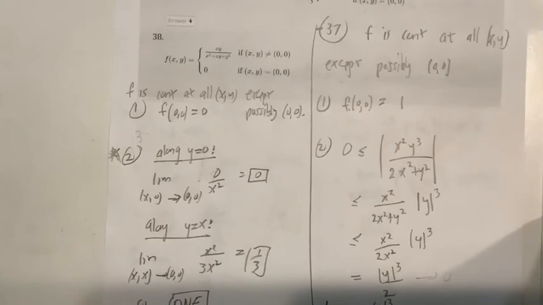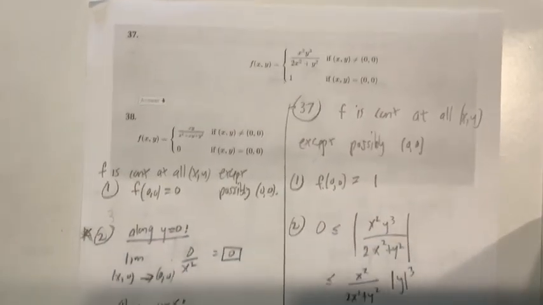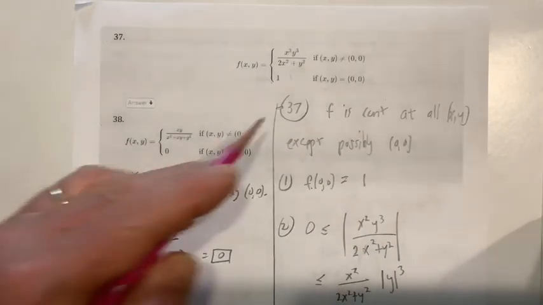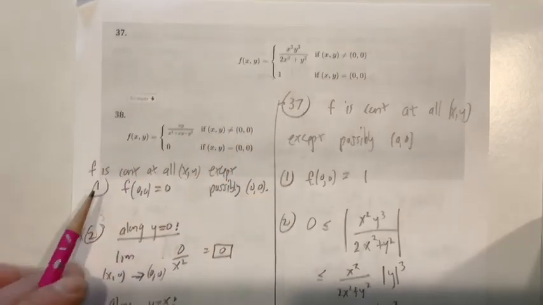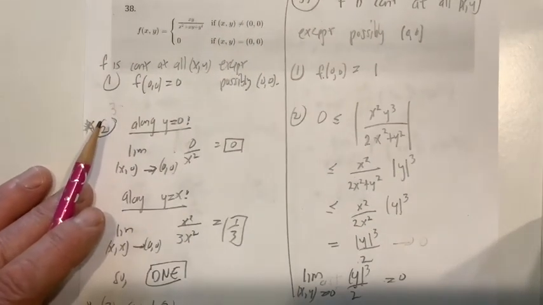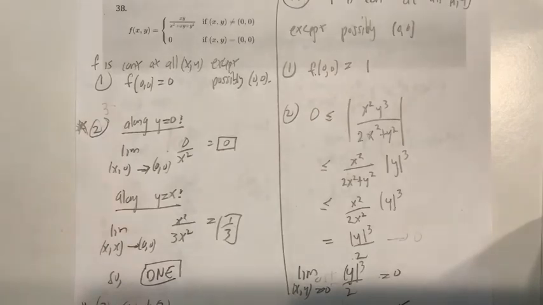Look at number 37. 37 is this function right here. I'm sorry, 38. I'll let you do this on your own. Hit the pause button.